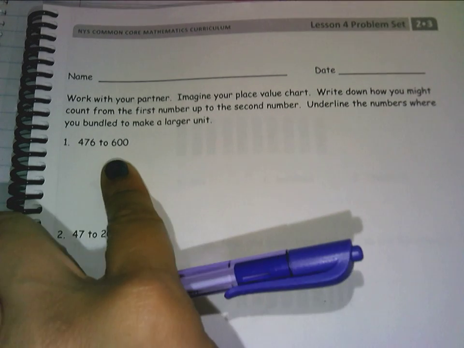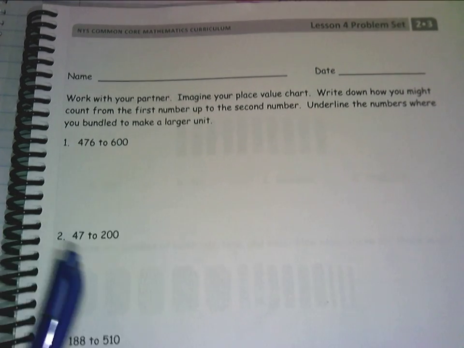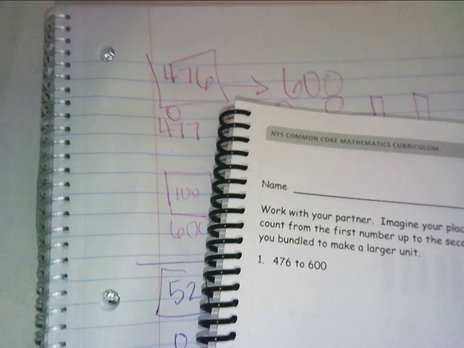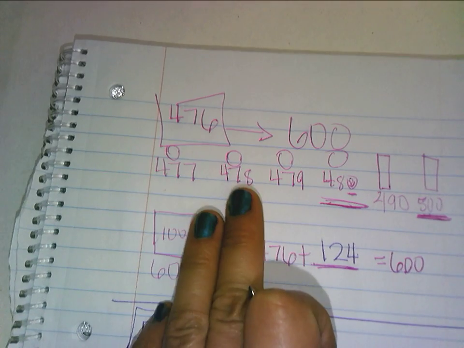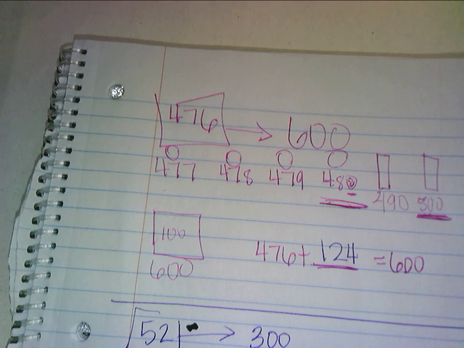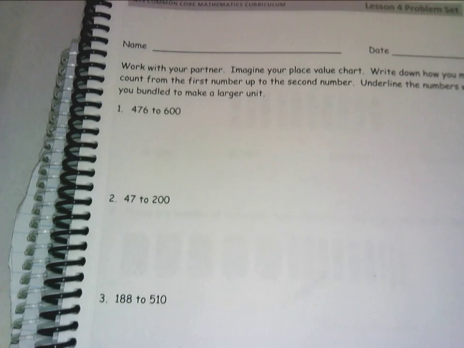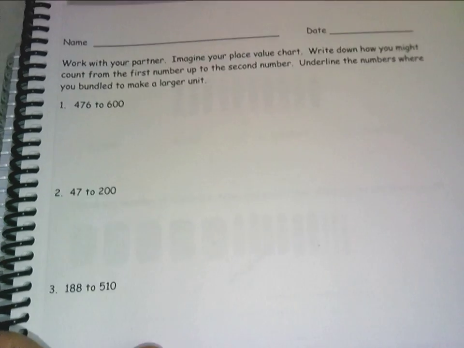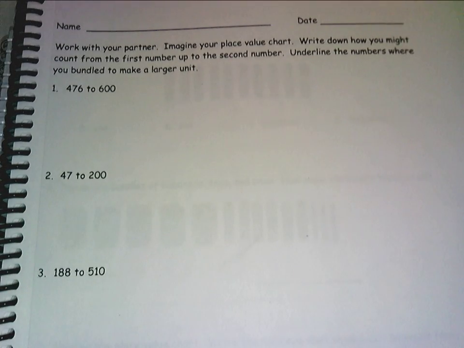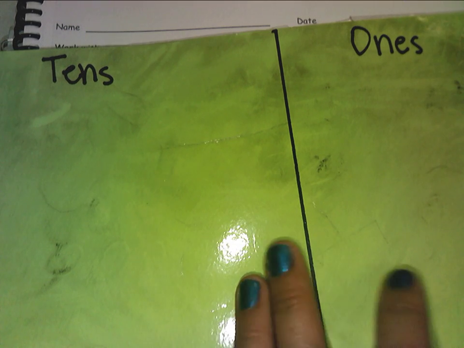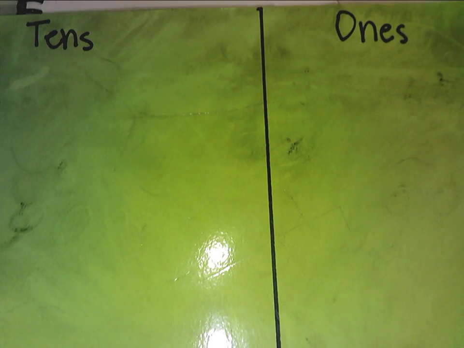Okay? So let me do the first one. Actually, I did the first one with you, 476 to 600. So you're going to do exactly what I did up here, right here, for number 1. So let me show you number 2, 47 to 200. First, you need to show 47 on your map. So you would draw 4 tens and 7 ones. Then you need to get to that happy benchmark number, okay?